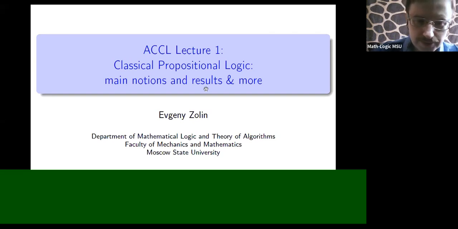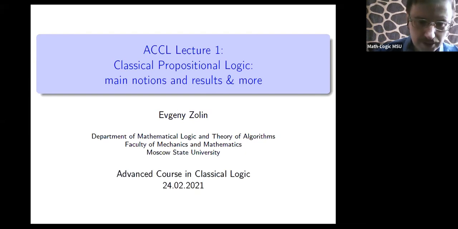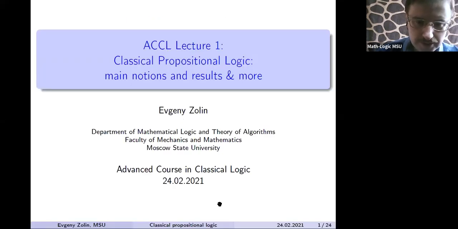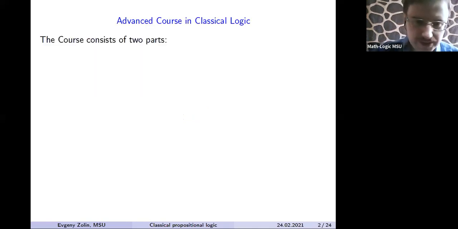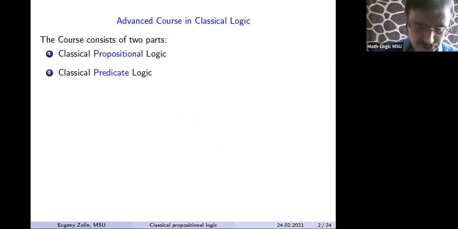So this is the advanced course in classical logic, for one term, one semester. It has two main parts, classical propositional logic and classical predicate logic. And we will take some topics that are not covered in the standard courses, some additional material that is usually not studied in the standard courses.